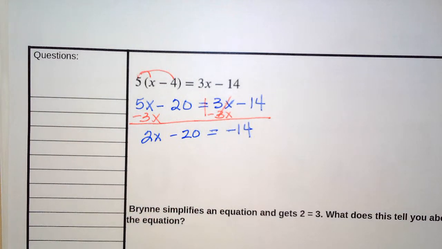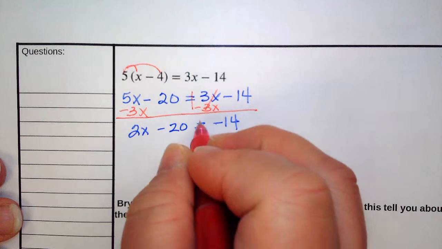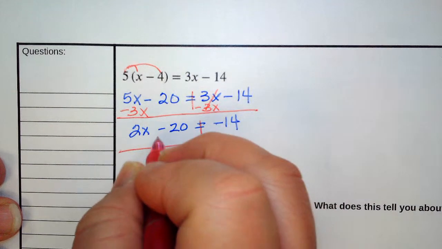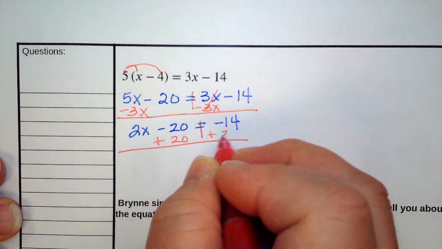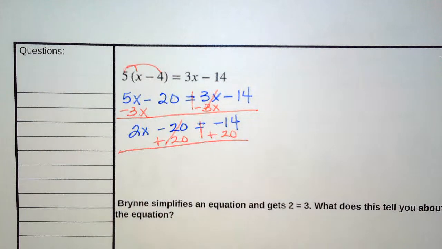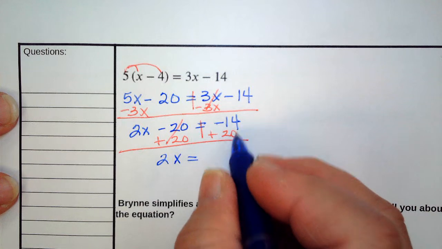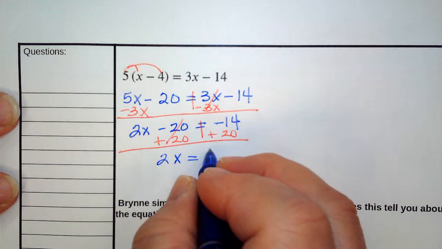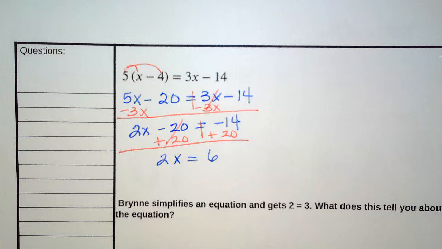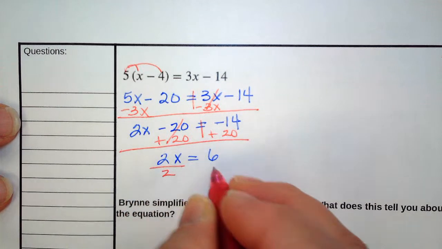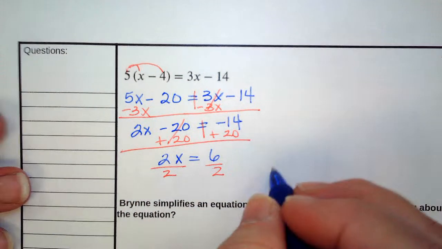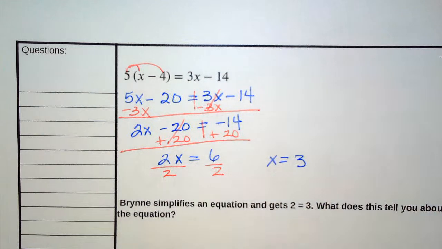I need to get the 2x by itself. I've subtracted 20. I will now add 20 to both sides. 2x is equal to 20 plus negative 14. 20 minus 14 is 6. Divide both sides by 2. And x is equal to 3. How many solutions do I have? One solution.